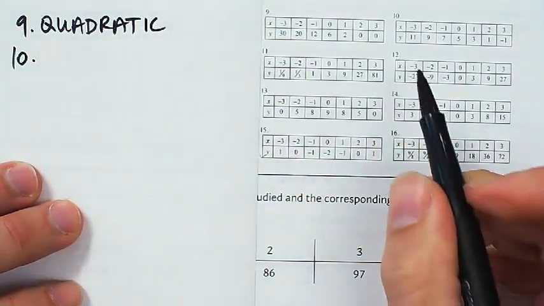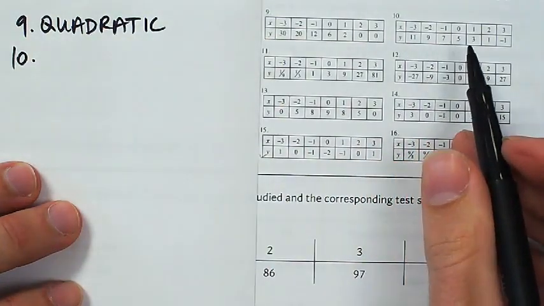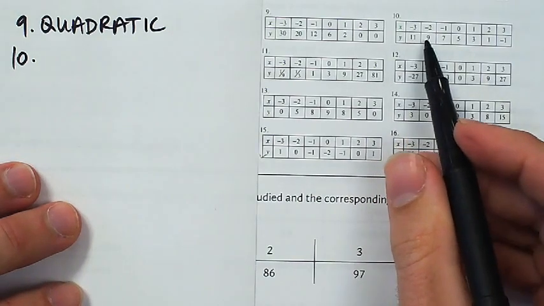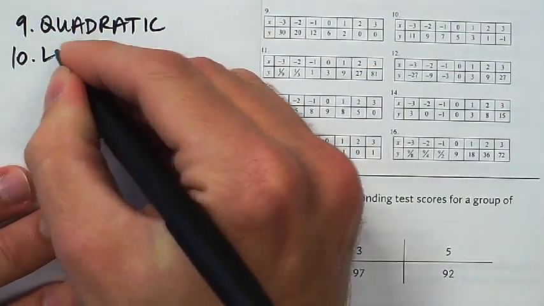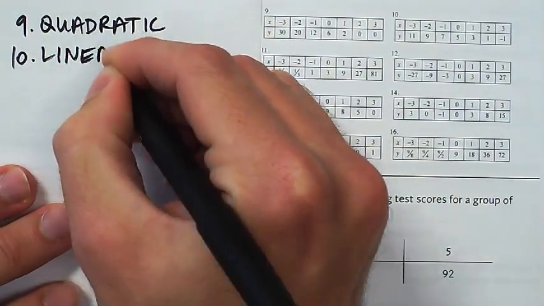Okay, for number 10. I'm going to say, all right, 11, 9, 7, 5, 3. That feels like I'm decreasing by 2 each time. Decrease by 2, decrease by 2, decrease by 2, decrease by 2 every time. Okay, if I have a constant first difference, that's a linear function.